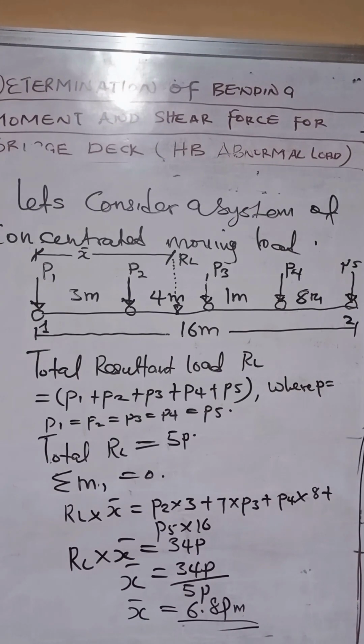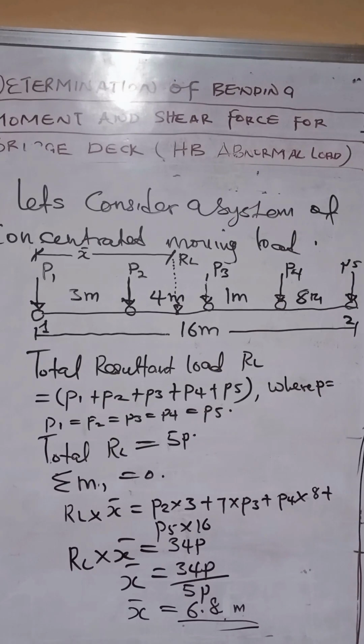If you minus it from the total length of the vehicle, you discover that the other side is 9.2. If you remove 6.8p from 16, you have 9. Sorry, there won't be p here, of course. If you remove 6.8 from 16, you have 9.2. So this is what we have.